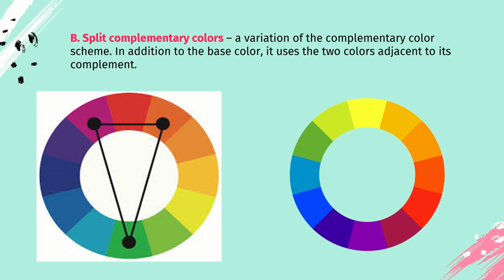So let us have another example. Let us have the color blue. The complementary color of blue is orange. So you're going to look for the split complementary colors. The adjacent colors of orange are yellow-orange and red-orange.